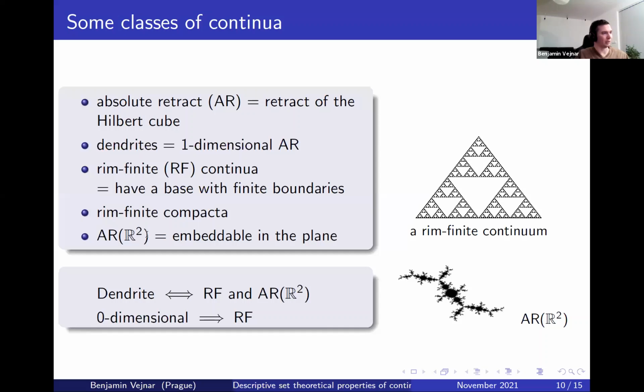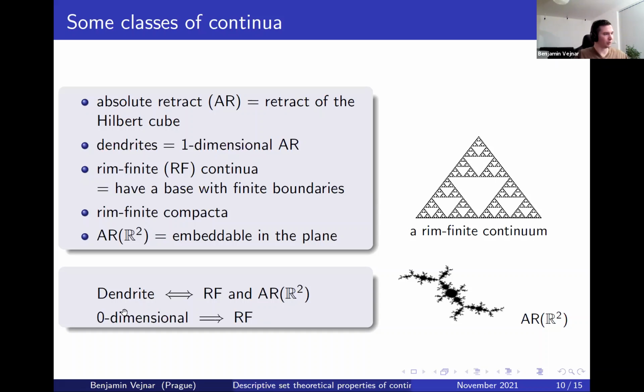And absolute retracts in R2, these are just absolute retracts embeddable in the plane. So this is an example of an absolute retract in R2. It may be considered as some kind of a thick dendrite. Okay, there are some portions of the plane included in this space. Well, and let me note that a dendrite can be characterized as being a ring finite absolute retract in R2.